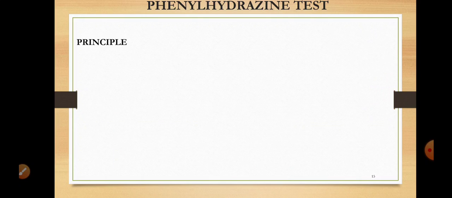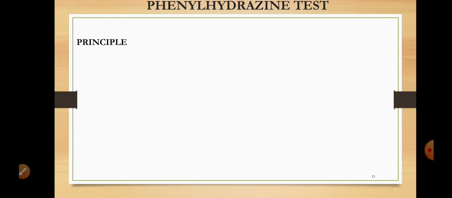Coming to the last test, that is what we are referring to as the phenylhydrazine test. It is also known as the Osazone test. The two names for the same test are phenylhydrazine test or Osazone test. This is the test for reducing carbohydrates. So in this test, let us see the composition of the chemicals we are using.